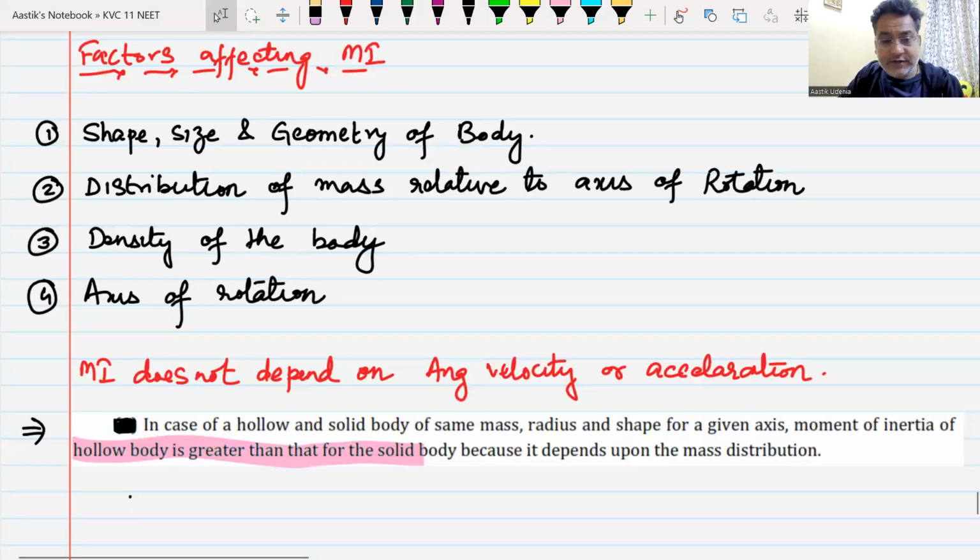So we have seen the basic idea of moment of inertia. Now we head on to the next heading, and the next heading is moment of inertia of a point mass. So write the next heading, moment of inertia of a point mass. What do you mean by moment of inertia of a point mass?